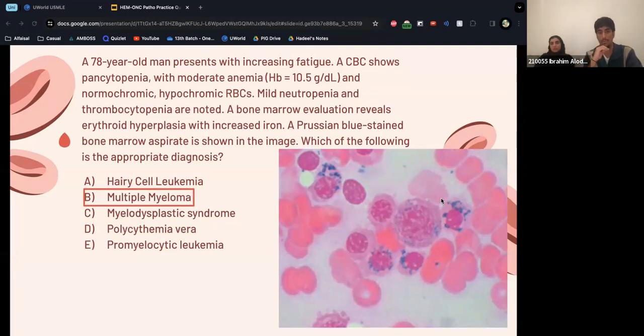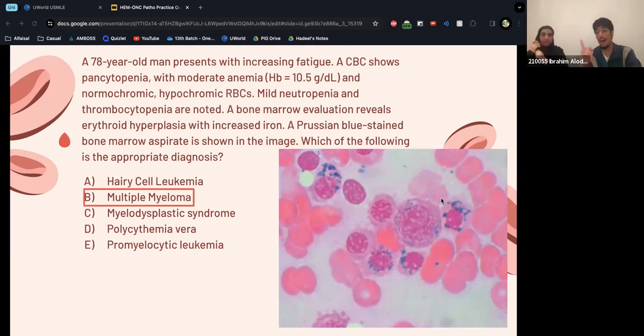Another thing that's going to point you towards multiple myeloma is the 78-year-old man. It's a disease of the elderly. You also are going to have pancytopenia because it's basically due to failure of bone marrow. We're going to talk more about multiple myeloma in a bit. Honestly, I feel like this question's a little bit too difficult, and also not going to be asked on your exam. Multiple myeloma is very low yield, but it may come.